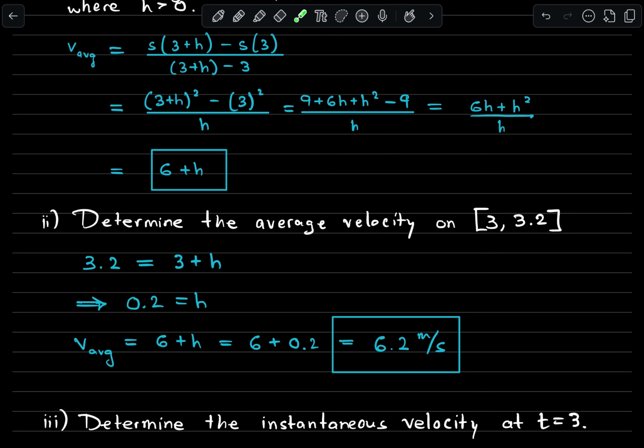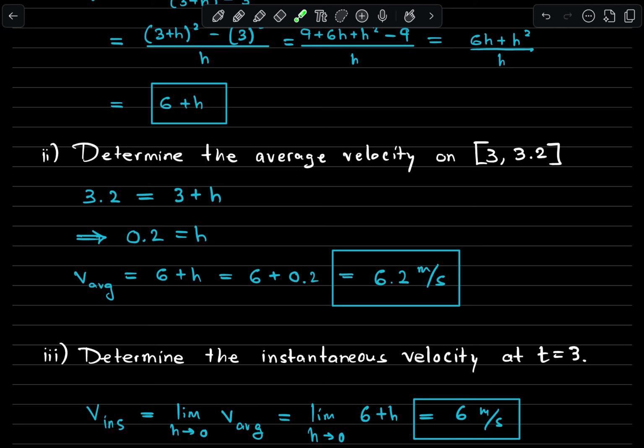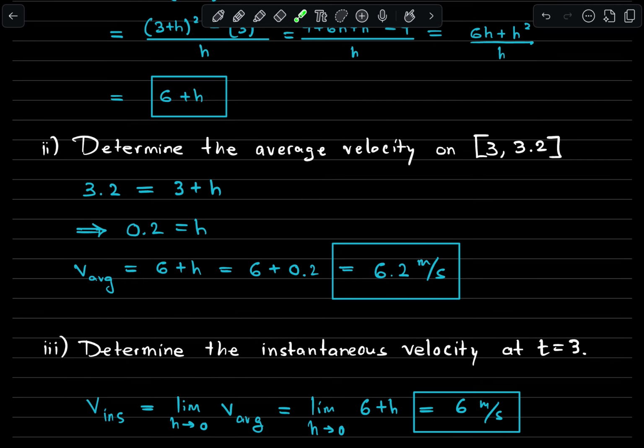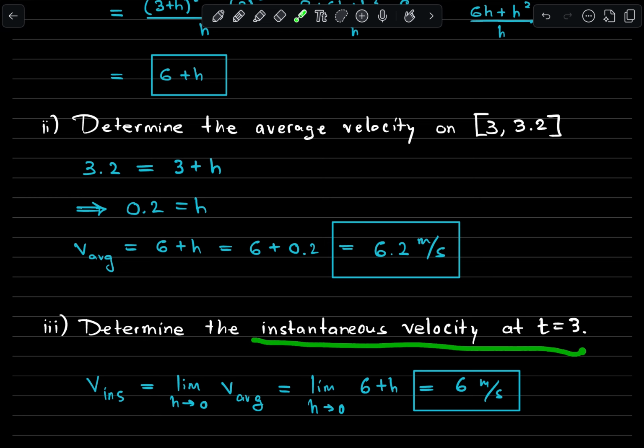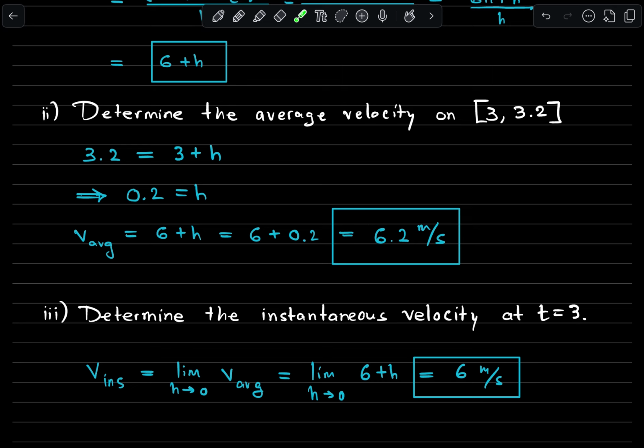Part 3 says determine the instantaneous velocity at t equals 3. So now we're going to make use of our limit. The instantaneous velocity is going to be the limit as h approaches 0 of our average velocity. And since our average velocity is so simple, we don't have any sort of problematic denominator, we can just use direct substitution pretty much right off the bat. So you just plug in 0 for h, and you're going to get 6 meters per second. The average velocity was a good estimate for this, but we're able to calculate the exact instantaneous velocity at that second, t equals 3, using our new limit method.